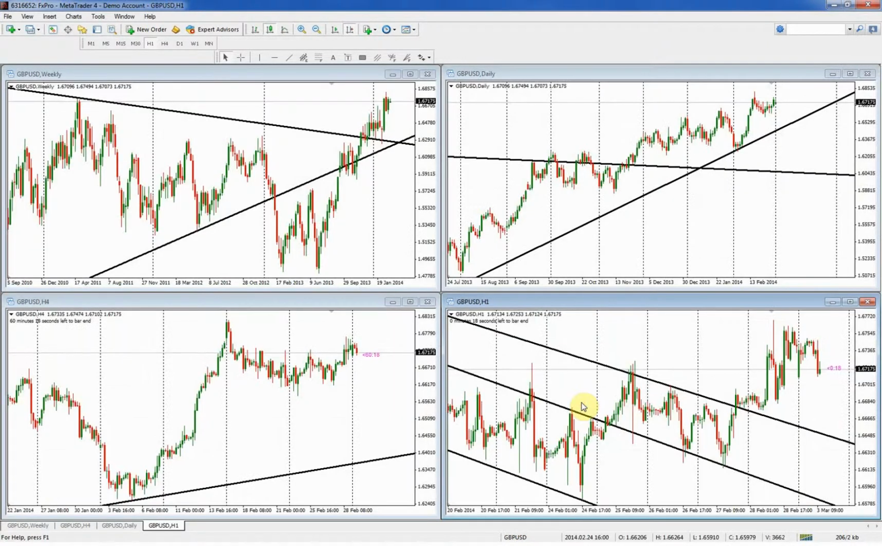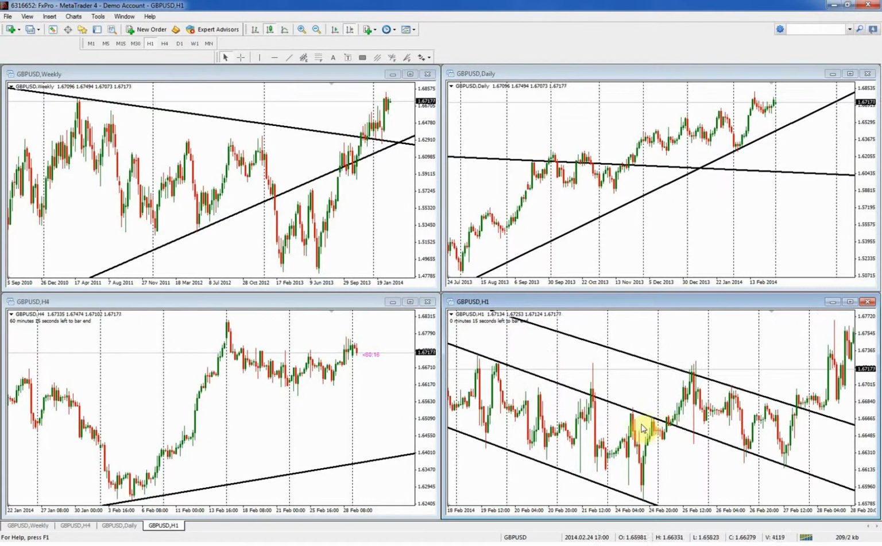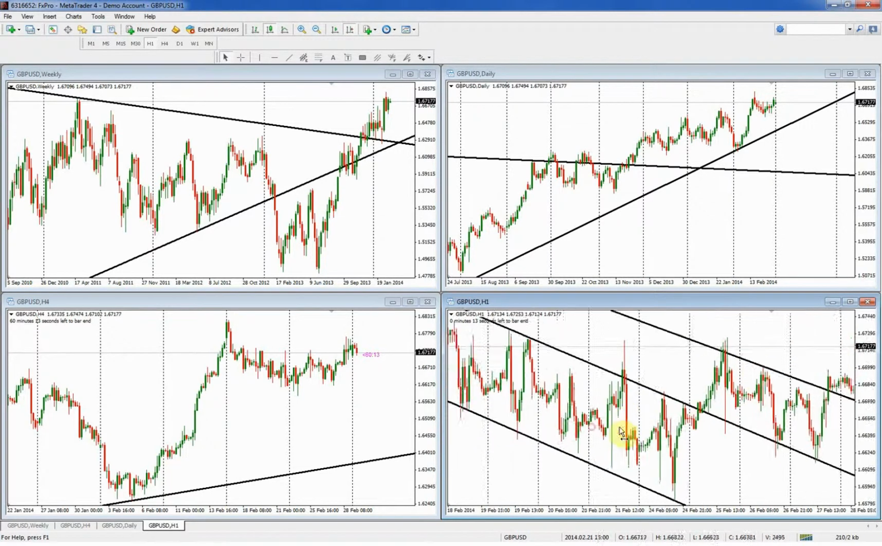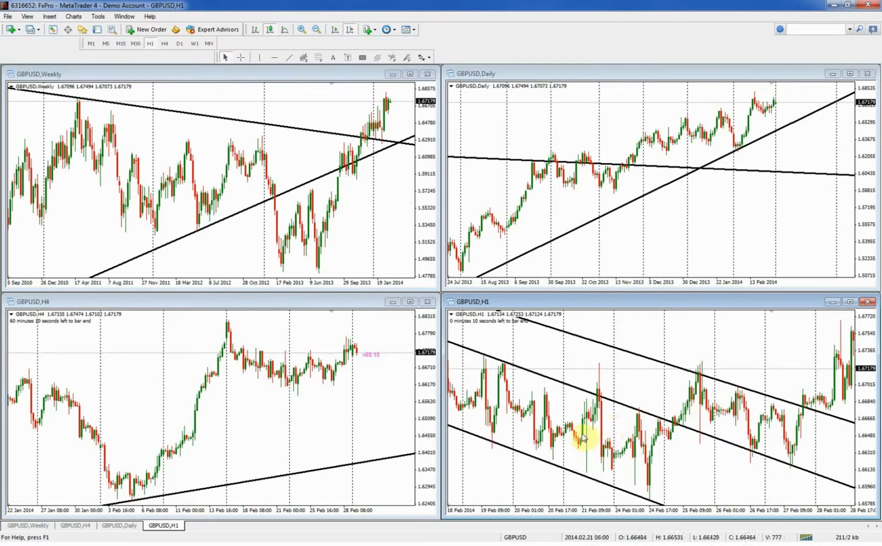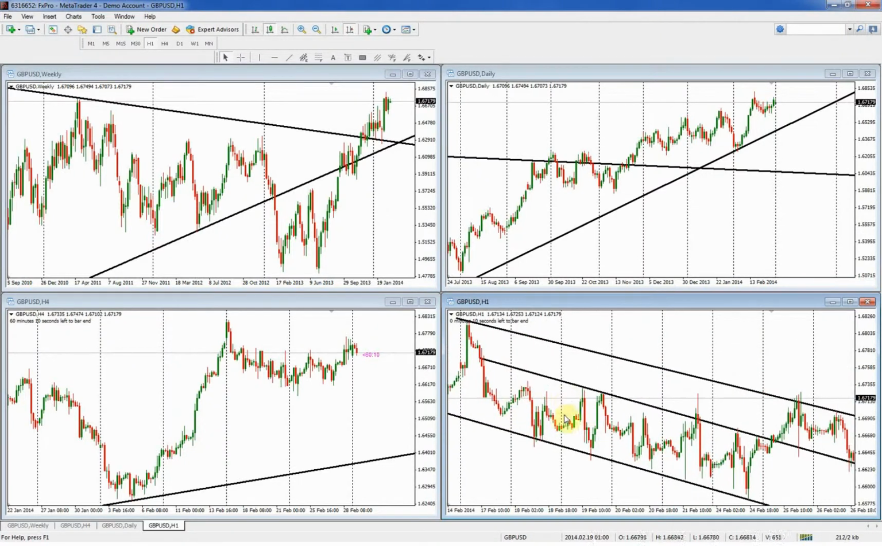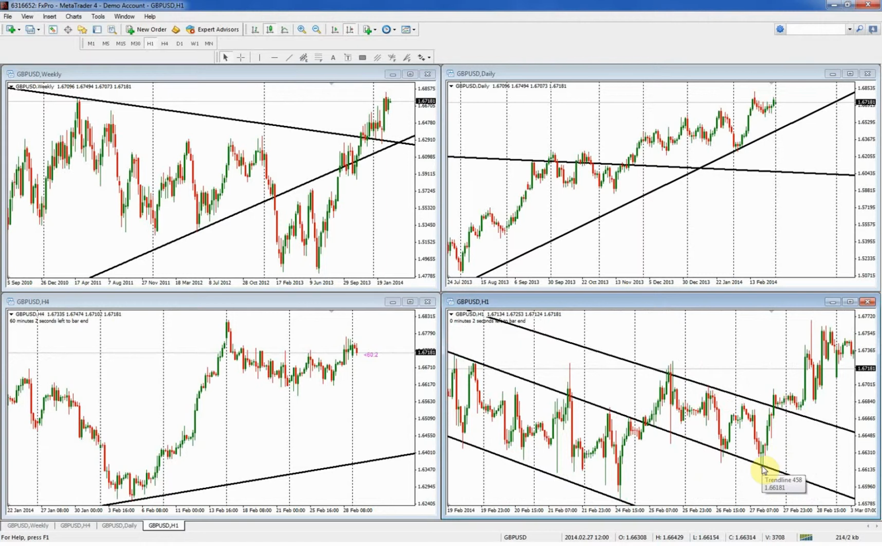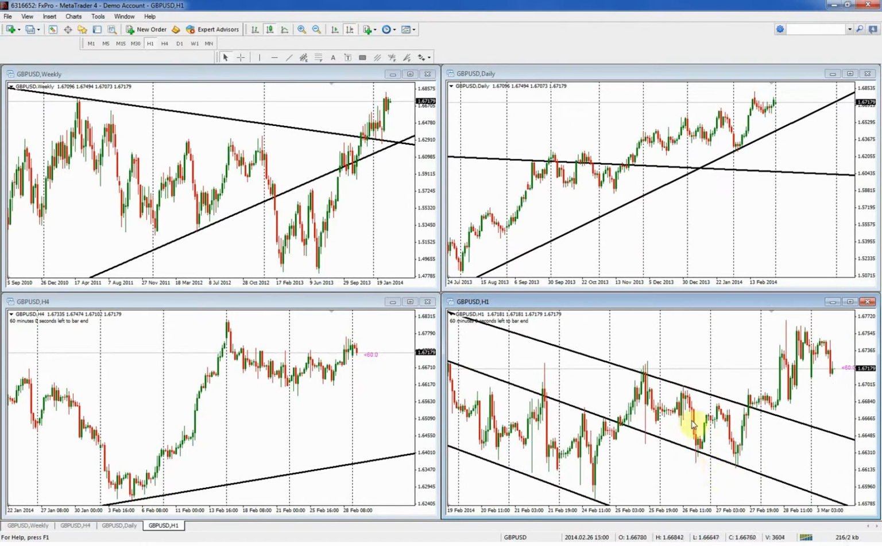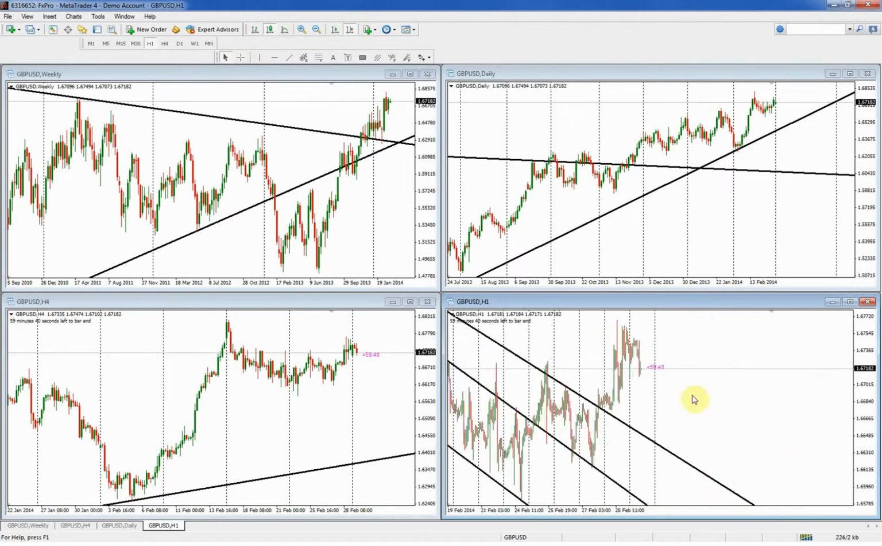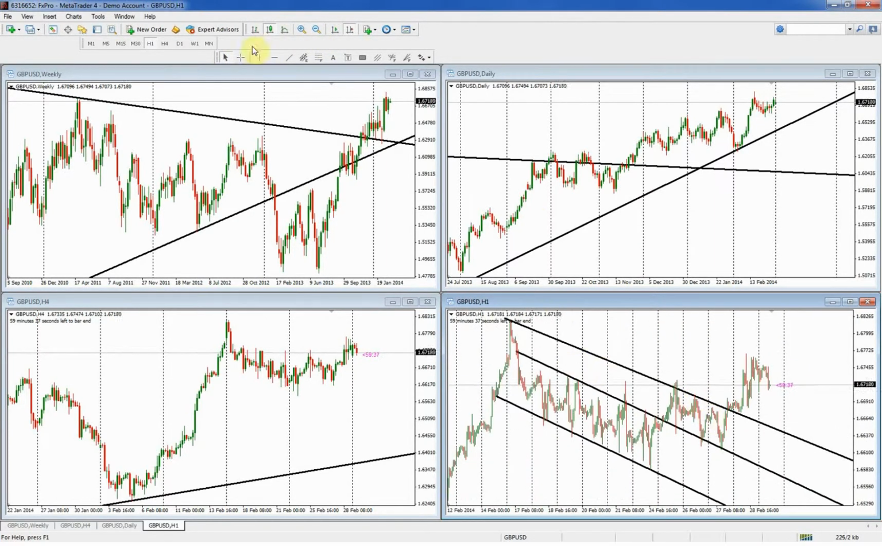Moving on to cable. So we had a new channel developed last week after the initial consolidation in this lower one, but the 6600 support held quite well after double testing. It rallied, broke out of that outer channel line 6670s and rallied to that 6670 resistance level, where it is just now consolidating below that level.